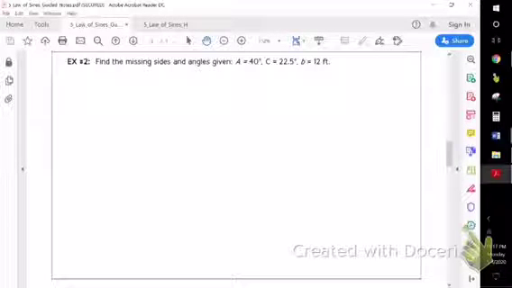Example 2 tells us to find the missing sides and angles given. Angle A is 40 degrees, angle C is 22.5 degrees, and side B is 12 feet. So I'm going to set this up like I did in example 1. I know I'm going to be looking for all 3 angles, and all 3 sides.